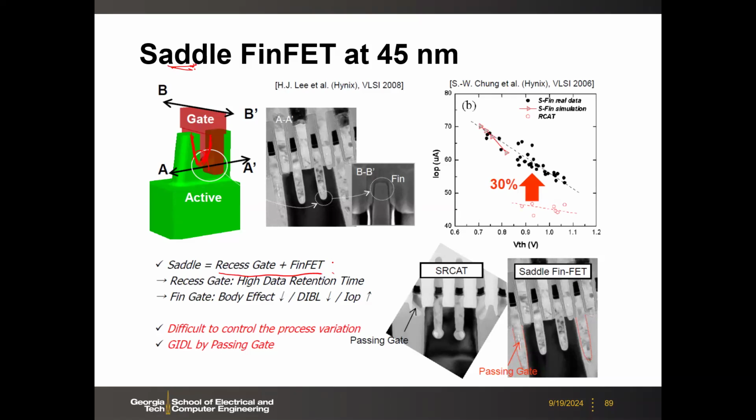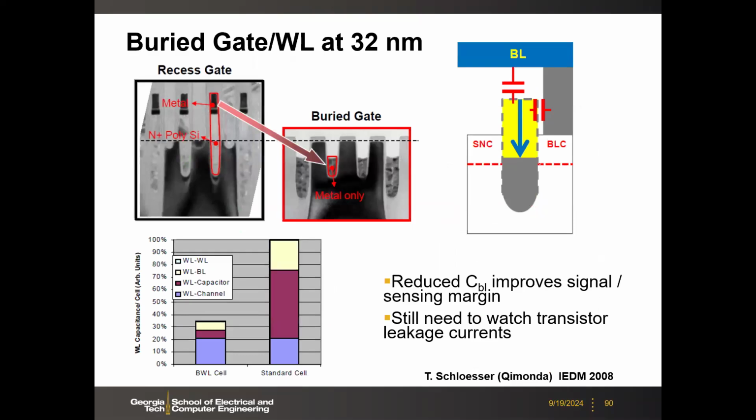The FinFET is to improve the short channel effect, and also improve the drive currents, because we still need certain on-state currents to allow fast read. So FinFET improves the on-state current density as well, right? Here you see the on-state current density also improves.